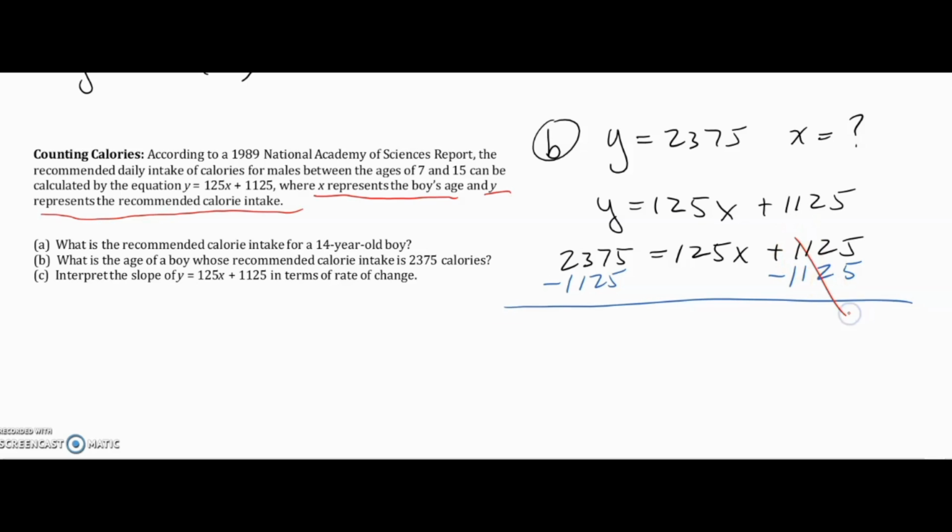So that should leave me on the left-hand side with 1,250. And the right-hand side, I have 125x. Yes, divide both sides by 125. And that will give me just an x on the right-hand side. And the left-hand side gives me just a 10. Oh, I see. So this is a 10-year-old boy. Got it.